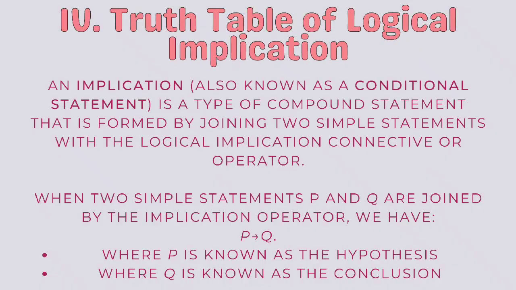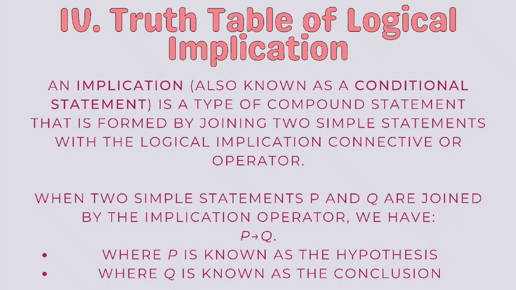Fourth, truth table of logical implication. An implication, also known as a conditional statement, is a type of compound statement that is formed by joining two simple statements with a logical implication connective or operator. The symbol that is used to represent the logical implication operator is an arrow pointing to the right, thus a rightward arrow. A rightward arrow is used to denote a conditional statement when two simple statements P and Q are joined by the implication operator.